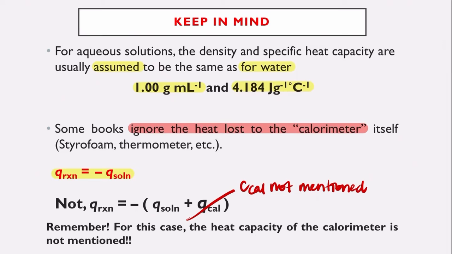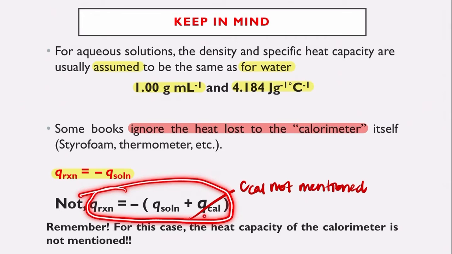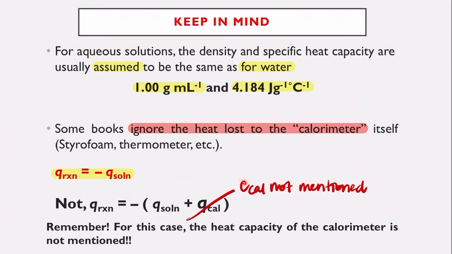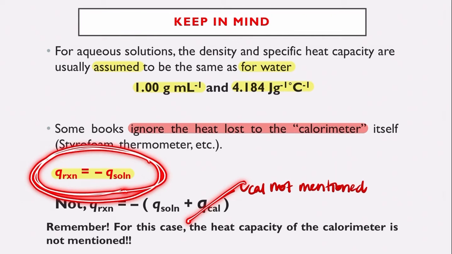Another thing to note is that some books ignore the heat loss to the calorimeter itself, let's say the styrofoam or thermometer. So instead of your Q reaction being this way, with Q cal, they will not mention Q cal, they cancel it out. They ignore the heat loss to the calorimeter. So you will end up with this formula.